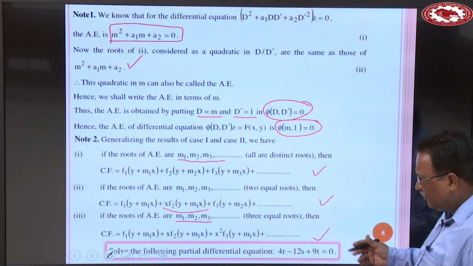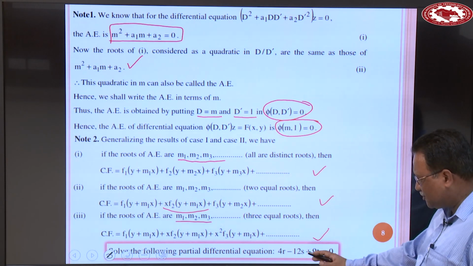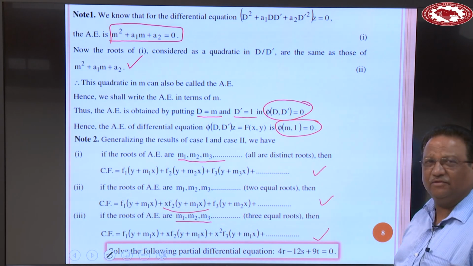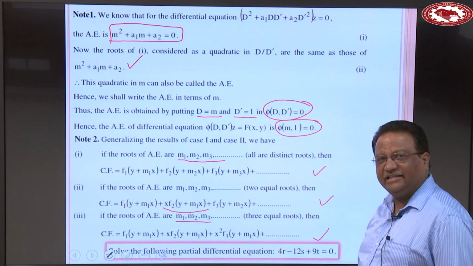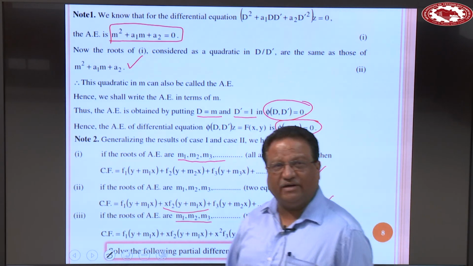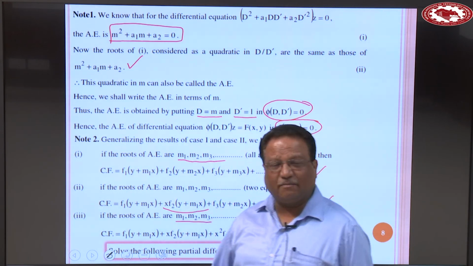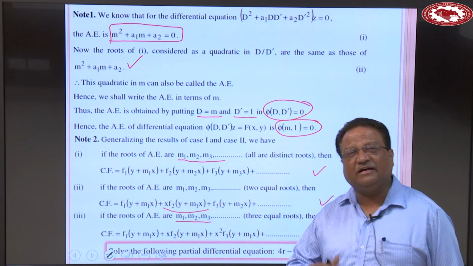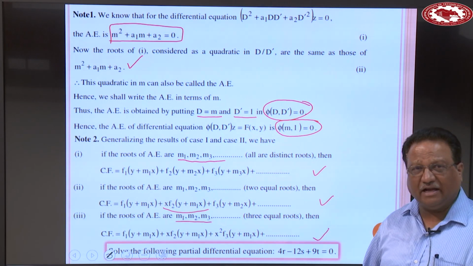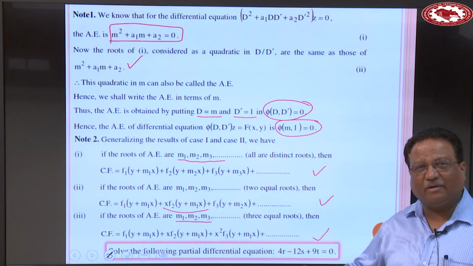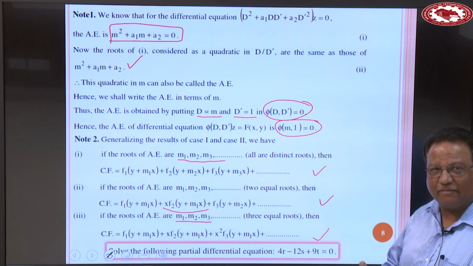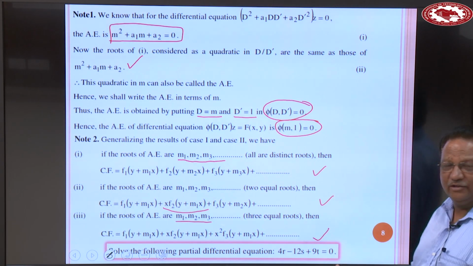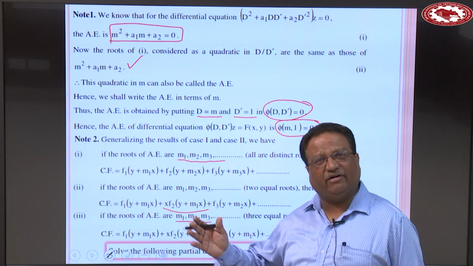Now solve the following differential equation: 4r - 12s + 9t = 0. Here RST की इन्वॉल्वमेंट आ गई है, तो ये आपकी इक्वेशन है पार्शियल डिफरेंशियल इक्वेशन ऑफ सेकंड ऑर्डर. जहां भी RST आ गया तो आपका फर्स्ट ऑर्डर तो रहा नहीं, वो आपका सेकंड ऑर्डर की प्रॉब्लम बन गई है. तो पार्शियल डिफरेंशियल इक्वेशन ऑफ फर्स्ट ऑर्डर हमने ऑलरेडी कर रखा हुआ है.